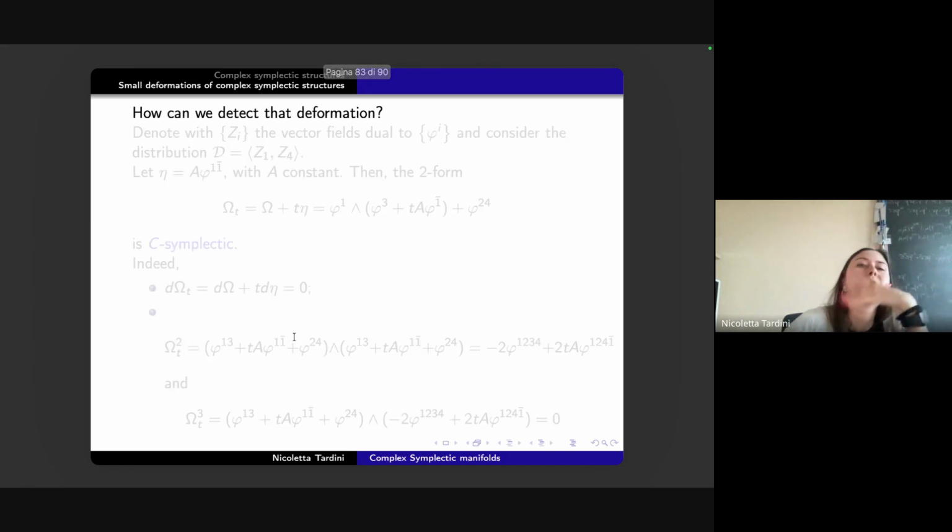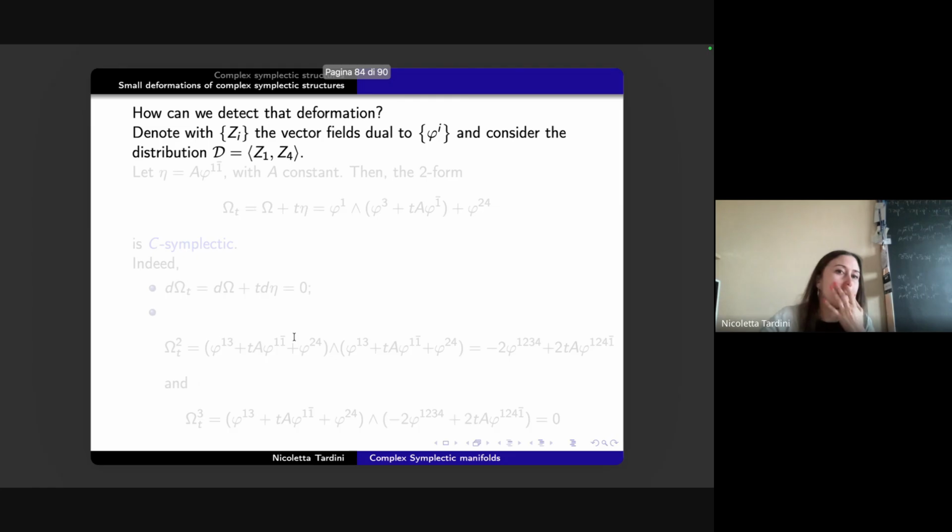So how could we detect this deformation? This is part of a work in progress. I mean, it is very, very in progress. We are very far from being done. But it is a work in progress with Tomassini. So again, we were trying to understand these complex symplectic deformations.